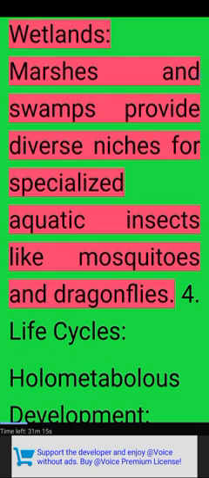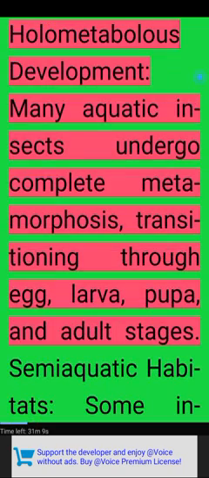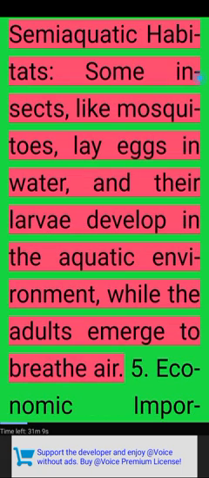Marshes and swamps provide diverse niches for specialized aquatic insects like mosquitoes and dragonflies. 4. Life cycles. Holometabolous development. Many aquatic insects undergo complete metamorphosis, transitioning through egg, larva, pupa, and adult stages. Semiaquatic habitats. Some insects, like mosquitoes, lay eggs in water, and their larvae develop in the aquatic environment, while the adults emerge to breathe air.